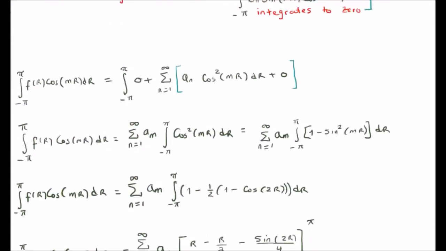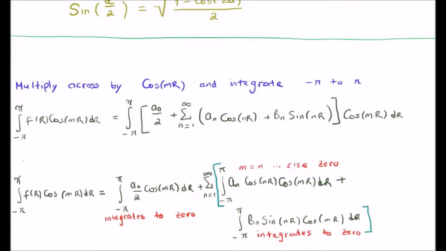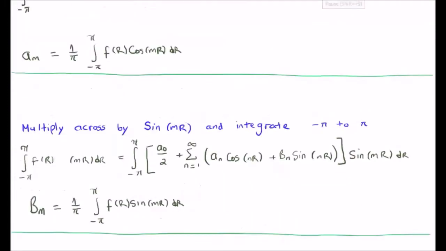Now, there is something which I didn't mention, and I probably should have mentioned it. I'm using a dummy variable here. I'm using r inside these integrals. And you might ask, why am I doing that? Well, it doesn't really become clear until you derive the Fourier transform. Without this dummy variable, you cannot derive the Fourier transform. And it is simply good practice to use a dummy variable inside such integrals. So that is how we derive the a sub n's or the a sub m's, whichever you prefer.